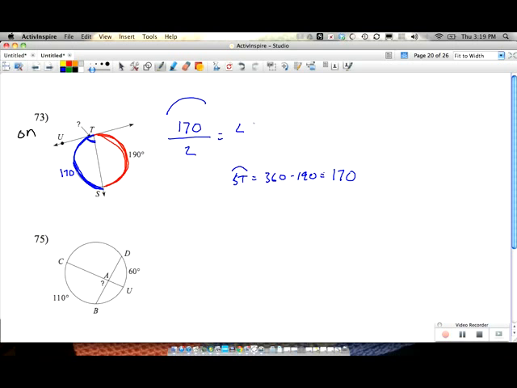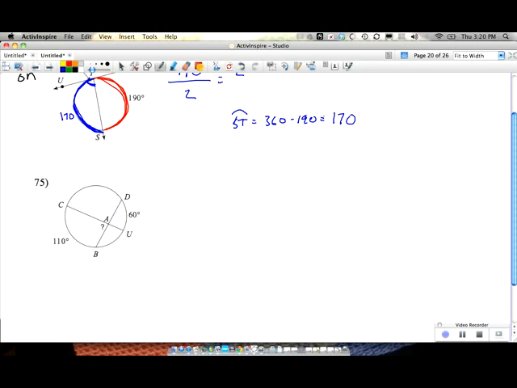Let's do another one. I notice that the vertex, the angles, are inside. So I'm going to add the arcs, I should say. So I got my arcs divided by 2, and that's going to equal the angle. So my two arcs are going to be 110 and 60, and those are going to be added up, divided by 2 to equal the question mark.